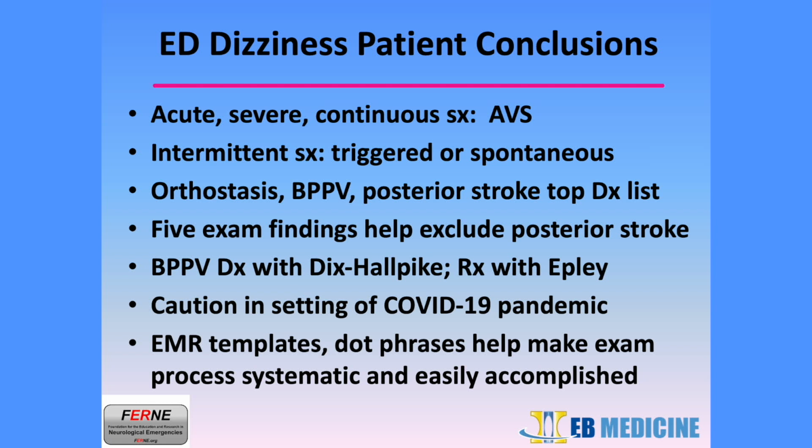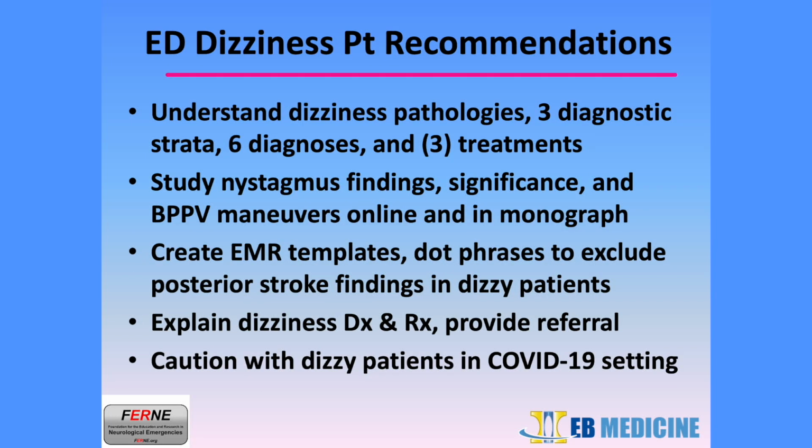Electronic medical record templates and dot phrases can help to make the exam process more systematic and easily accomplished using the ATTEST system. When evaluating dizziness patients in the emergency department, the following is recommended. Understand that the dizziness pathologies using the ATTEST system fall into 3 diagnostic strata and basically involve 6 diagnoses and 3 specific treatments for those diagnoses. Also recommended is that you study the nystagmus findings, significance, and BPPV maneuvers, Hallpike and Epley, online and in the monograph from which this lecture was obtained.